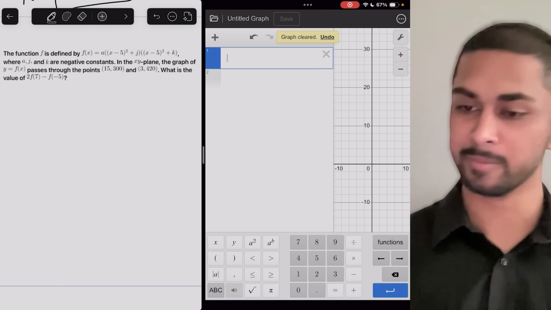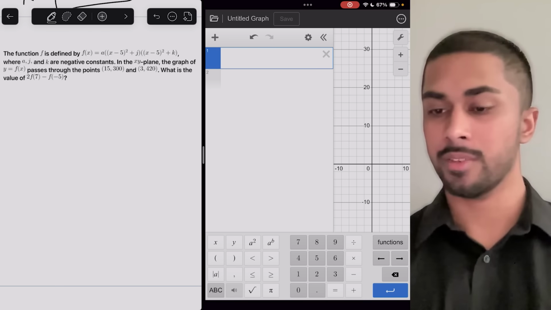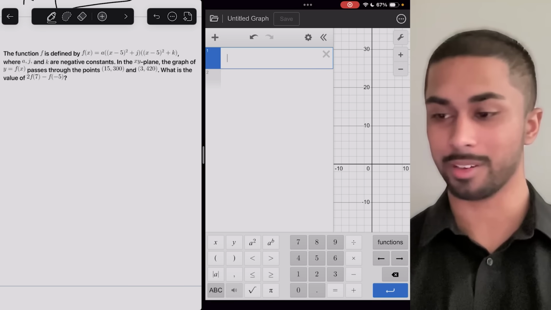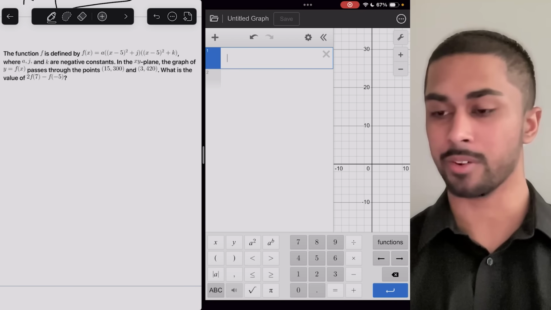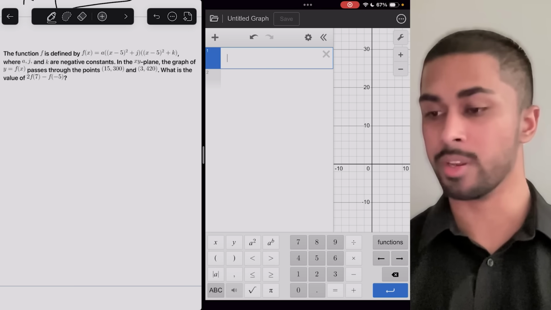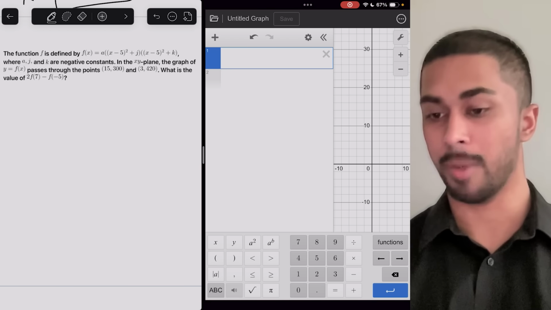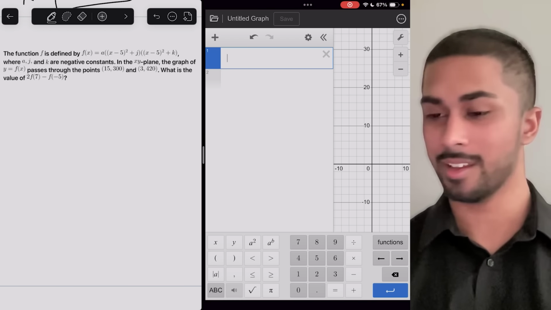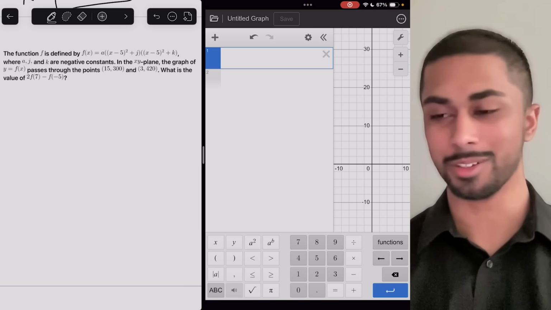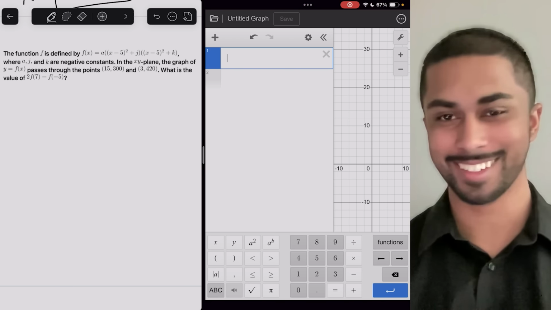Okay, this is a crazy one. The function f is defined by f of x equals a times all of that. I'm not going to read it. Where a, j, and k are negative constants. In the xy plane, the graph of y equals f of x passes through the points (15, 300) and (3, 420). What is the value of 2 f of 7 minus f of negative 5? How do we even do this? Well, there's a Desmos way, and there's actually a lot simpler way to do it by hand. So I'm going to show you both.